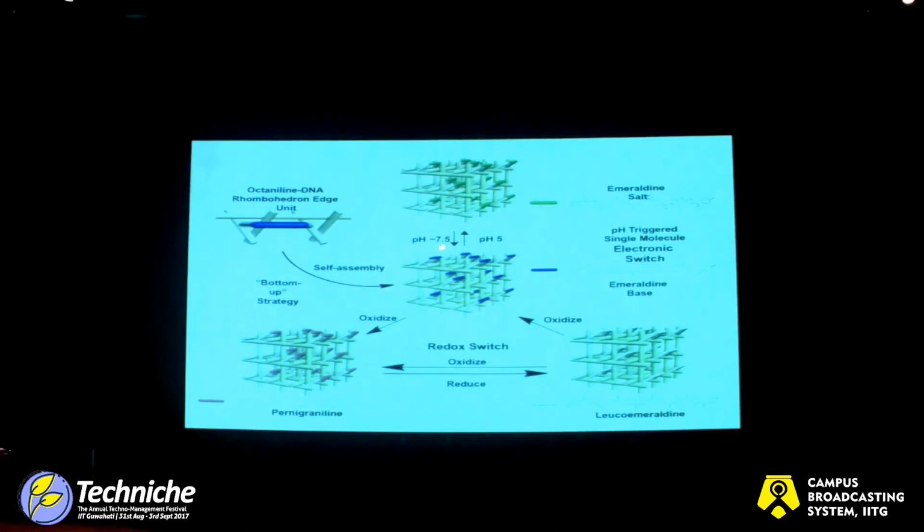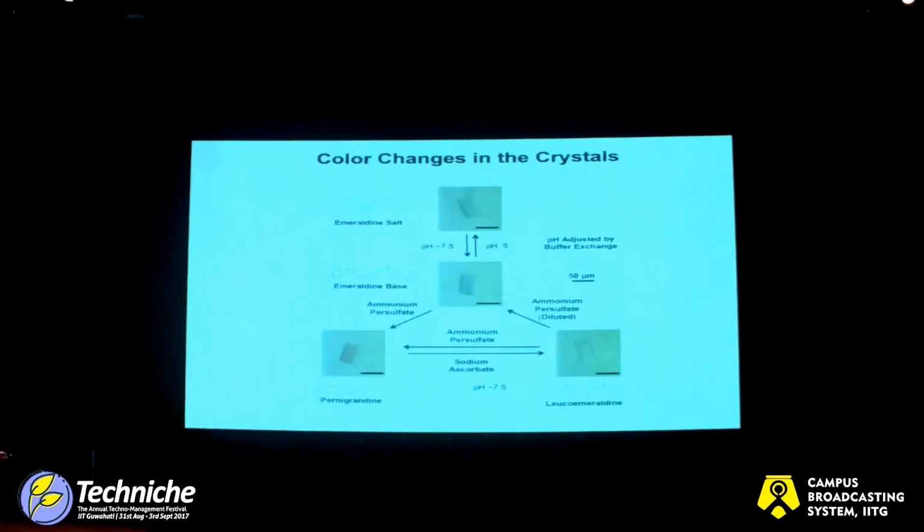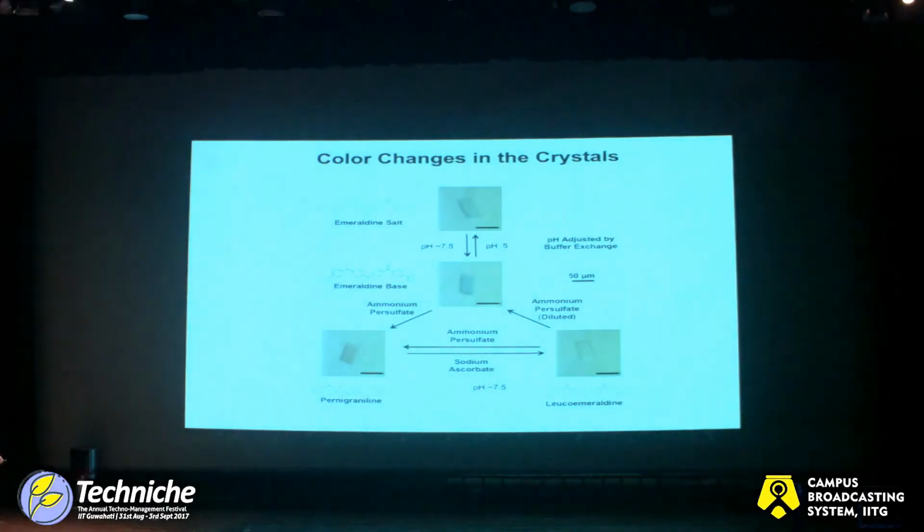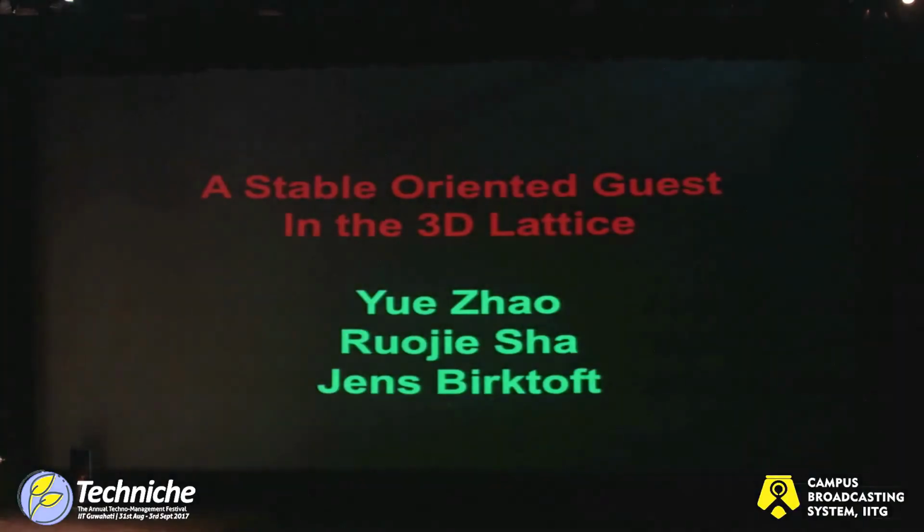And normally this is blue, but if we lower the pH, it'll be green. If we oxidize it, it'll be pink. And if we reduce that, it'll be clear. And then these are the crystals. Here it is blue. Here we can see it green as we lower the pH. As we oxidize it, it turns pink. And as we reduce that, it becomes colorless.